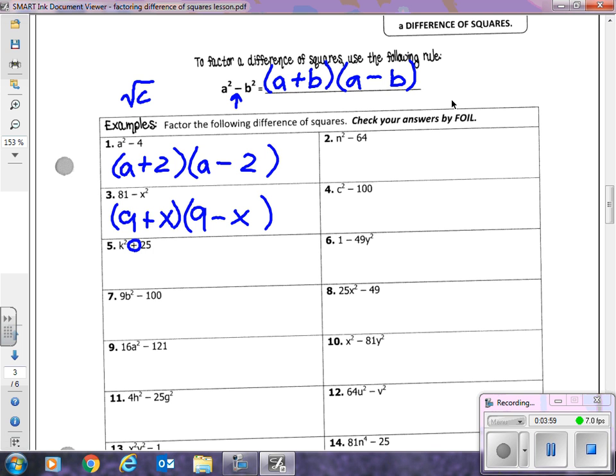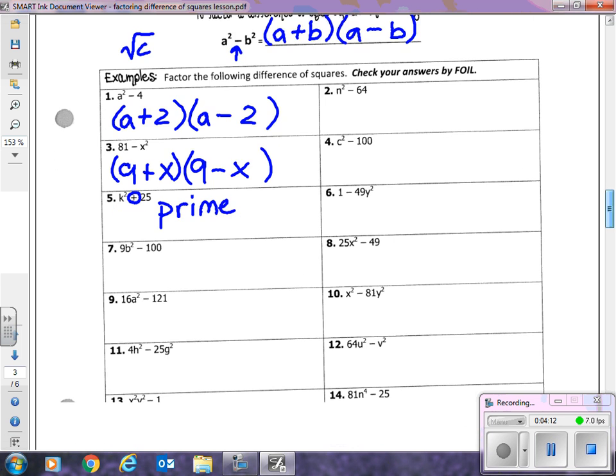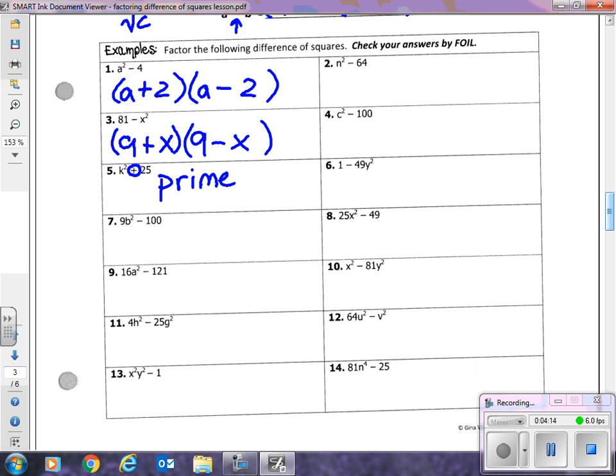You cannot factor number 5. This is prime. If it had a minus sign, we could, but it does not, so we cannot. Be very careful with that. Your two outside pieces have to be perfect squares, which they are. It's just that plus sign that messed us up.